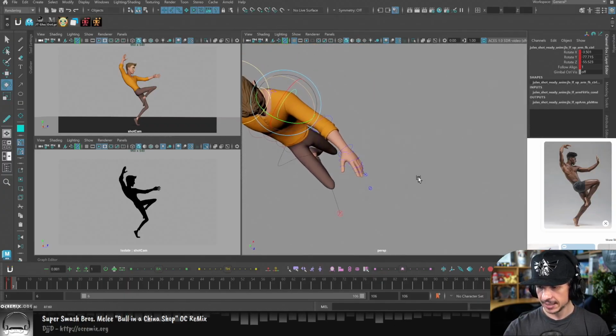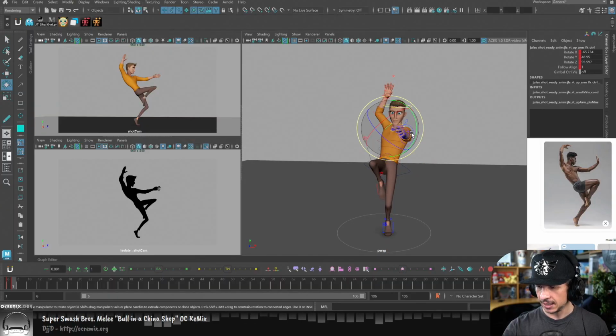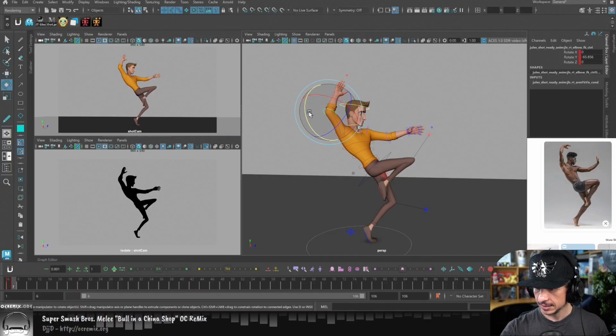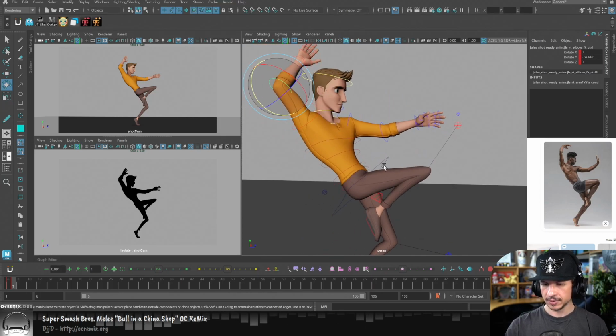I'm looking at it from all angles here. The back arm definitely feels a little odd from this angle. So I'm going to just add a little extra rotation. Think of that angle I want here. And then maybe bend the elbow a little bit more. See, what else am I missing?